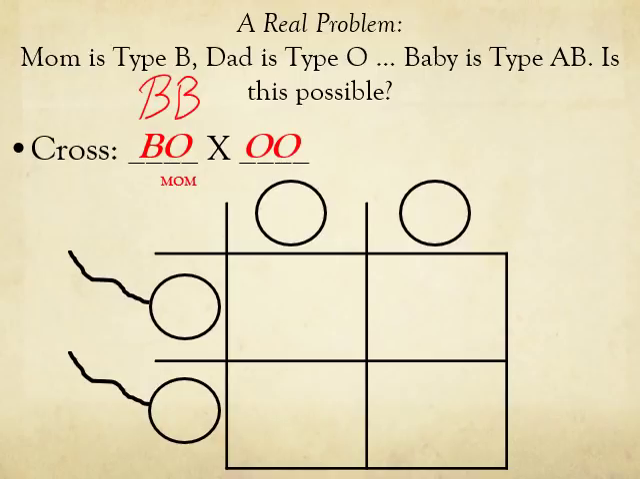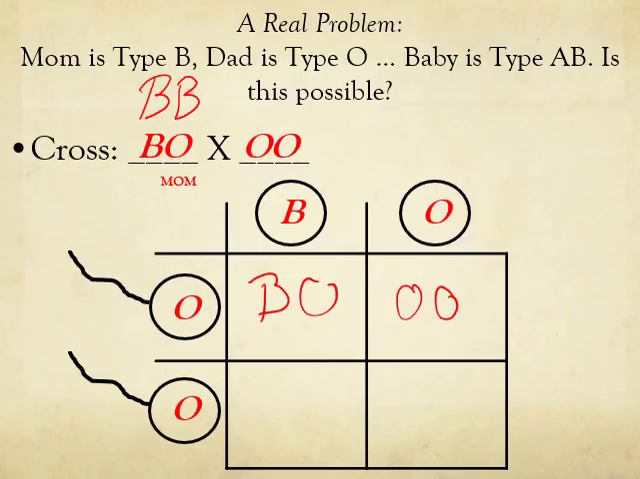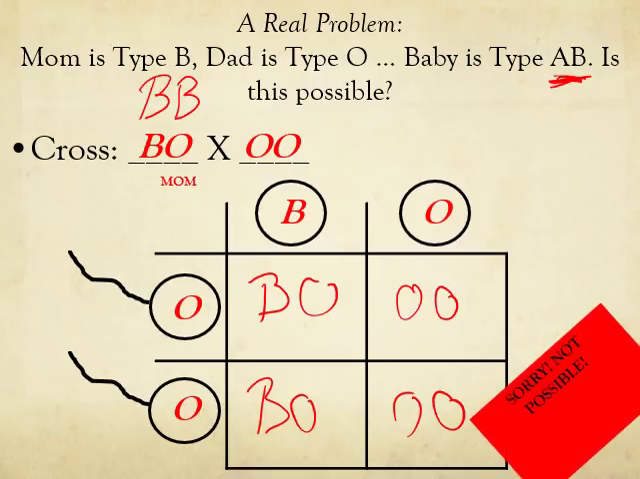So let's go ahead and get our Punnett square set up. We'll put mom up top, dad on the side. So in our first box, we would get the combination capital B, O. In our second box, OO. In our third box, BO. And in our fourth, OO. Oh boy. We got a bit of a problem here. So the baby was AB type. This isn't possible with the blood type of the mother and the father. Oh boy. This is awkward.